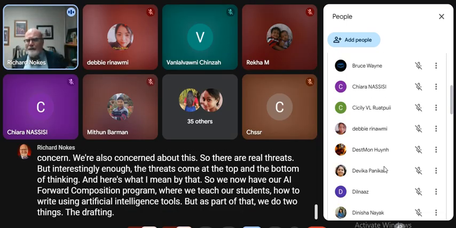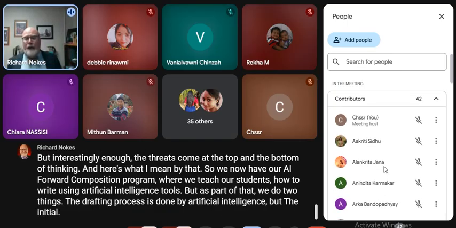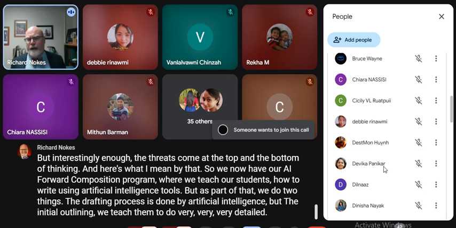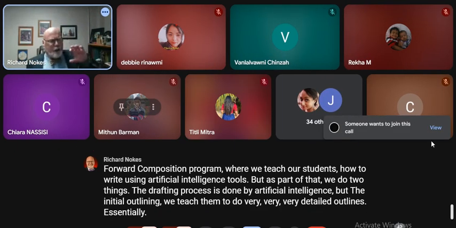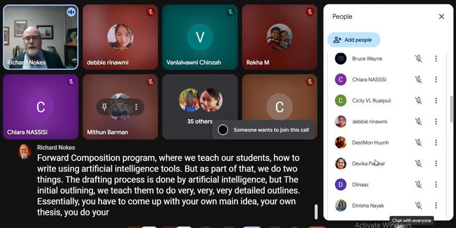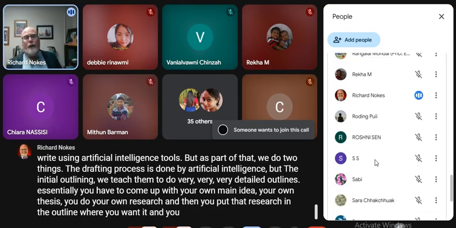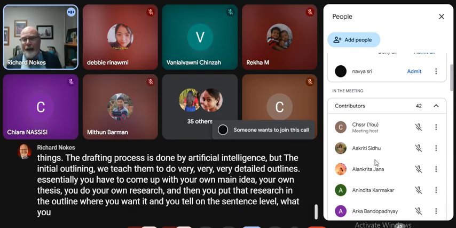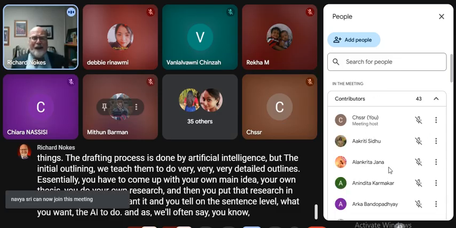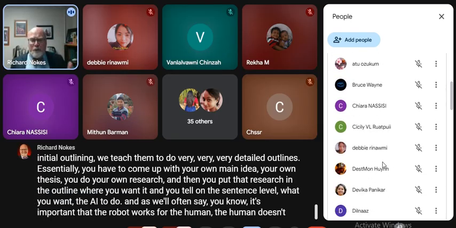The drafting process is done by artificial intelligence, but the initial outlining, we teach them to do very, very, very detailed outlines. Essentially, you have to come up with your own main idea, your own thesis. You do your own research, and then you put that research in the outline where you want it. And you tell on the sentence level what you want the AI to do. And as we'll often say, it's important that the robot works for the human. The human doesn't work for the robot.